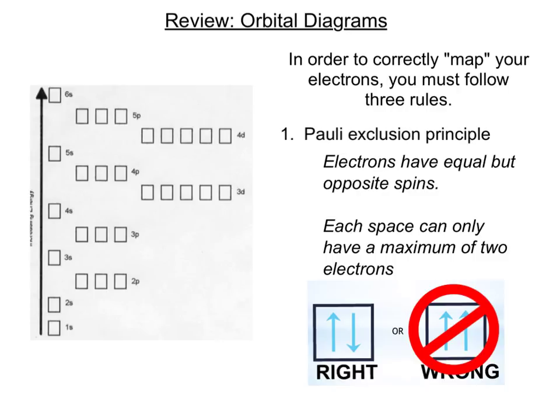The first, the Pauli exclusion rule, where you have electrons that have equal but opposite spins and are represented by arrows. And each space, so each one of these orbitals, can only have 2 electrons maximum. And one must go up and one must go down. They can never go in the same direction.